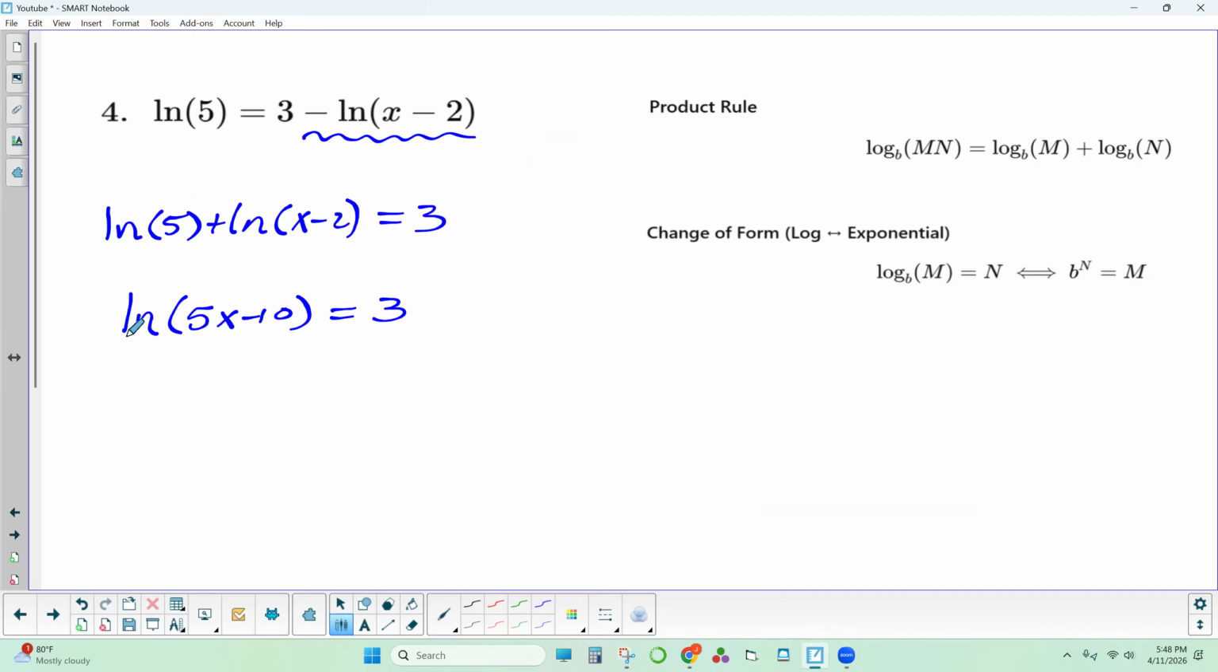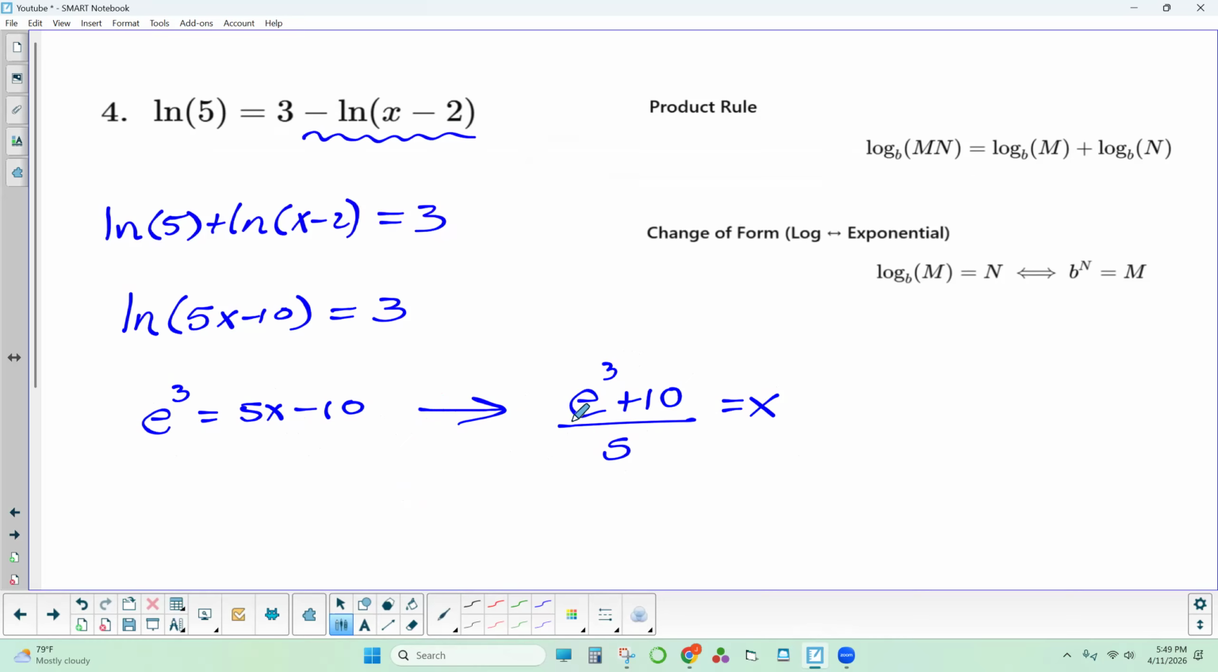All right. And now I've got a log here that I can write in exponential form. So I'm going to go ahead and change forms. Remember, the natural log has a base of e. So that's going to be e to the 3rd power equals 5x minus 10. Okay? So now we just need to isolate x here. I'm going to add 10 and divide by 5. Just like a linear equation, right? So we have e to the 3rd plus 10 divided by 5 equals x.